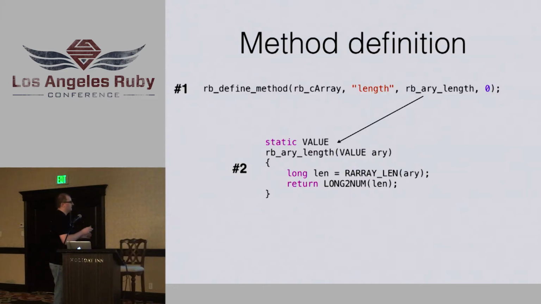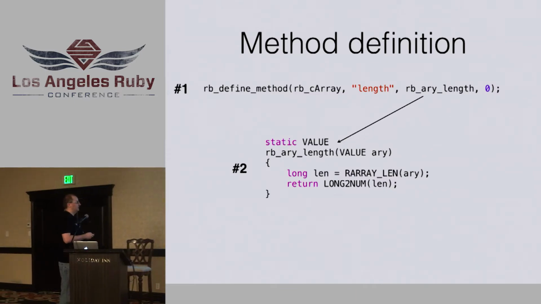Okay, so let's start small, right? How would you add a new method to, let's say, the built-in Array class? Right? It's a two-step process. For every definition of a method, it's a two-step process. First, you have to use this helper method that comes with CRuby, which is rb_define_method. You specify the class that you want to add it to, the name of the method, the pointer to the C function that actually implements that method, and the number of arguments.